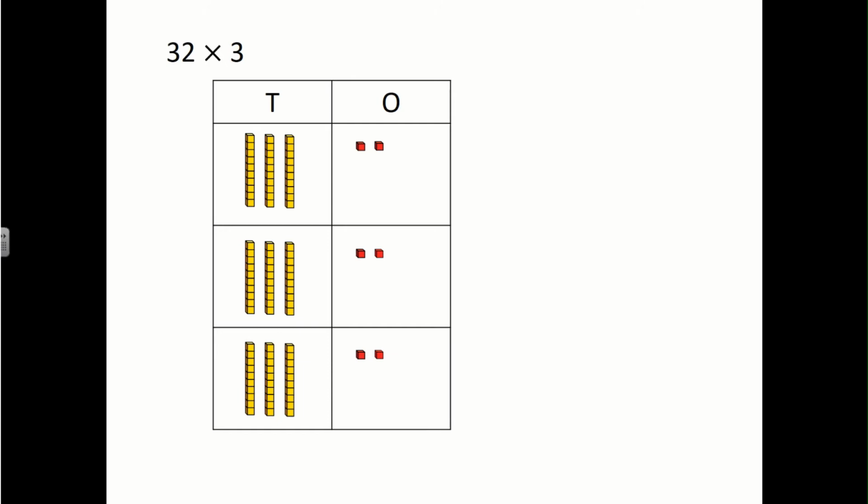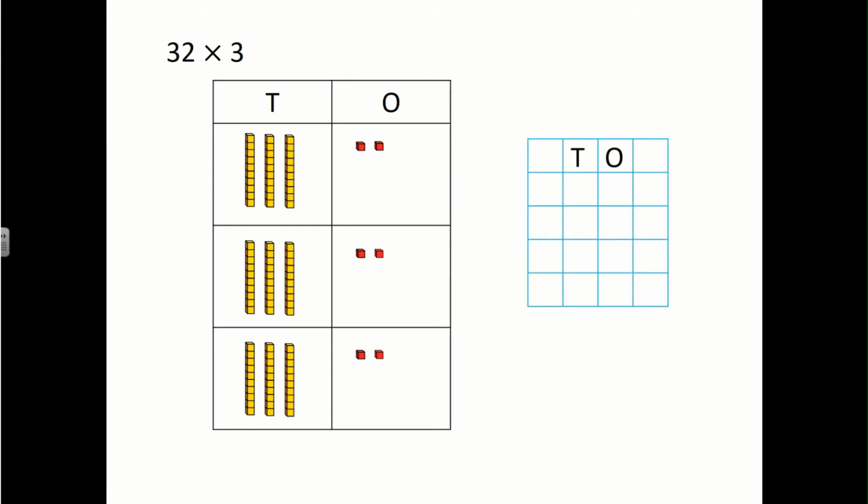I'm going to begin in the ones column. And if I count up the ones column, I can see I have 6 ones. I can represent this as a short multiplication. 2, add 2, add 2, or 2 times 3 is 6. I have 6 in the ones.